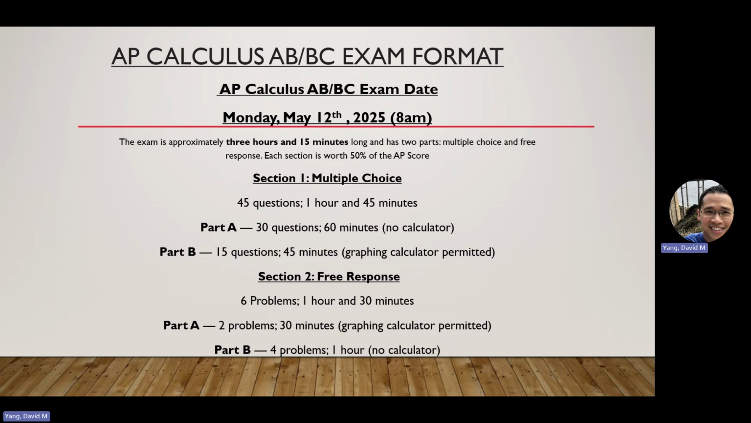For each problem, you're going to be given roughly 15 minutes to work on it, but you can spread out your time however you want over the course of the 6 problems. You're going to have 3 problems that are shared between AB and BC, and then you'll have 3 problems that are specific just for BC. So there is some overlap between the AB and BC exam.